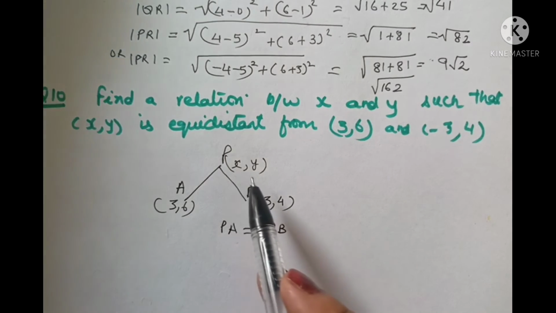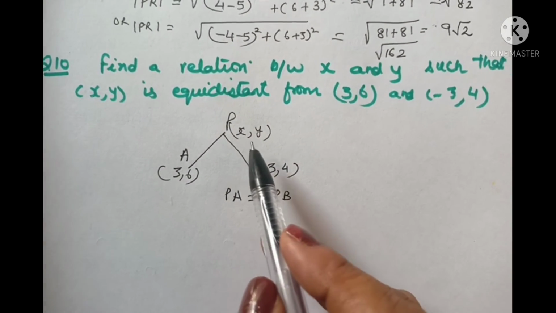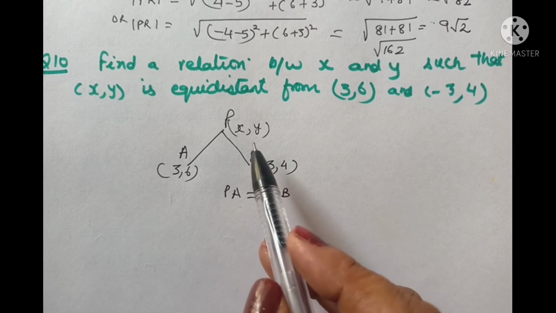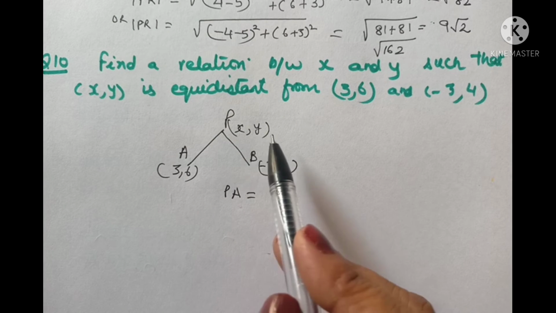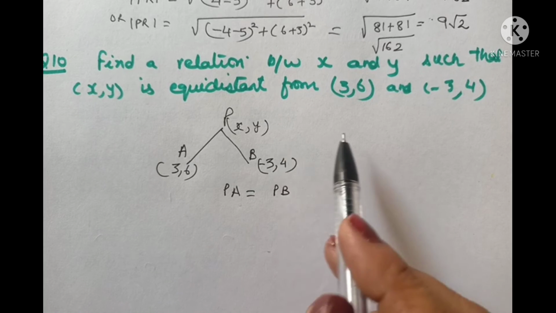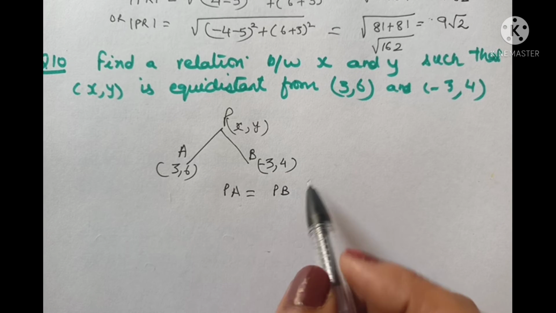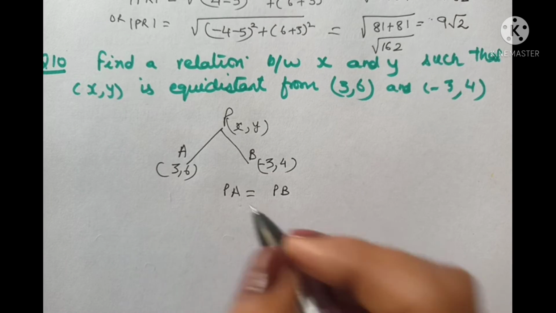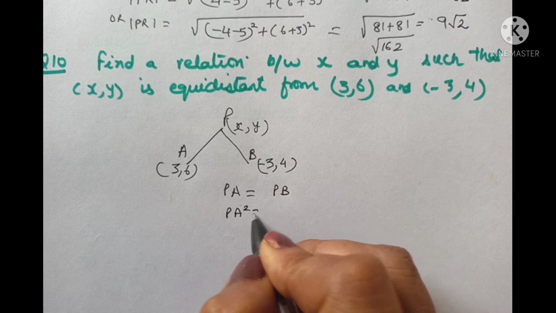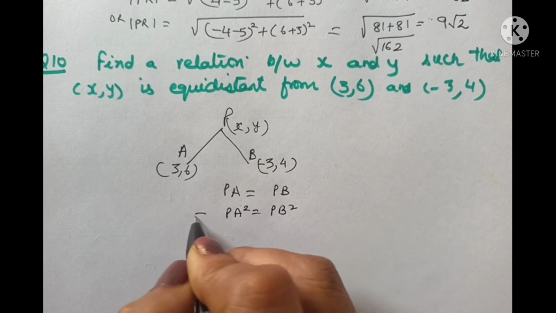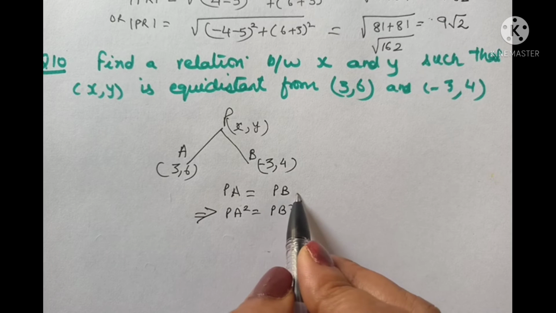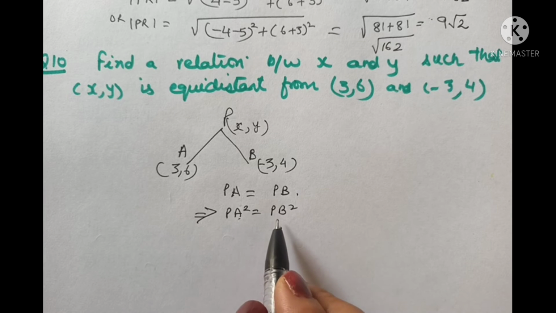We have to find the relationship between x and y, not the values, because you know that to find 2 variables we need 2 conditions. So we have to find a relation between x and y such that PA is equal to PB. And obviously the second step is PA square is equal to PB square. If PA is equal to PB, then PA square is equal to PB square.